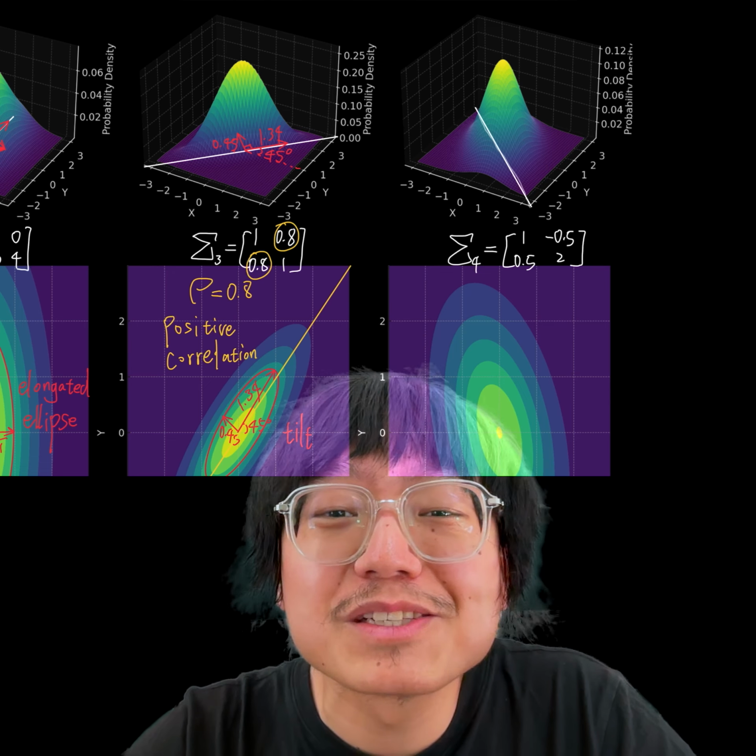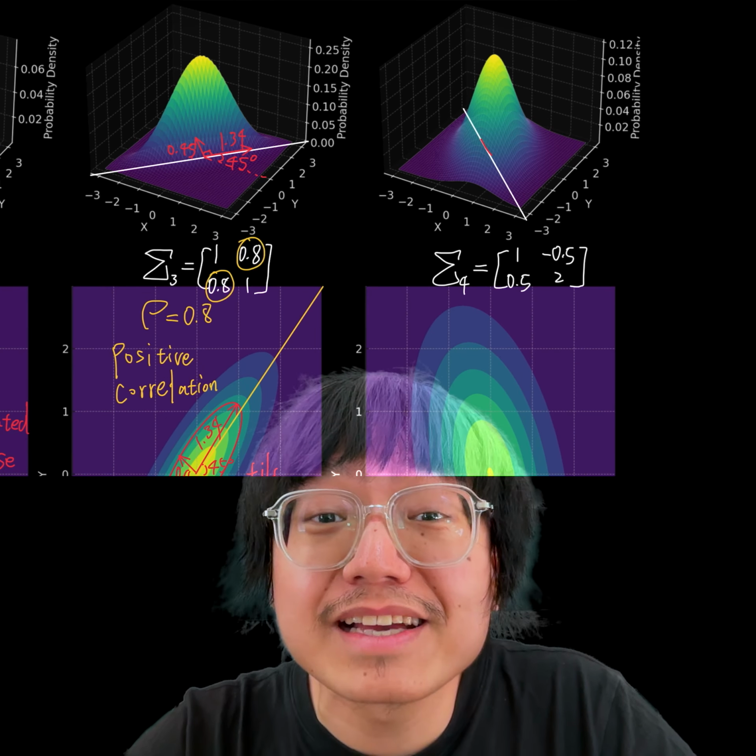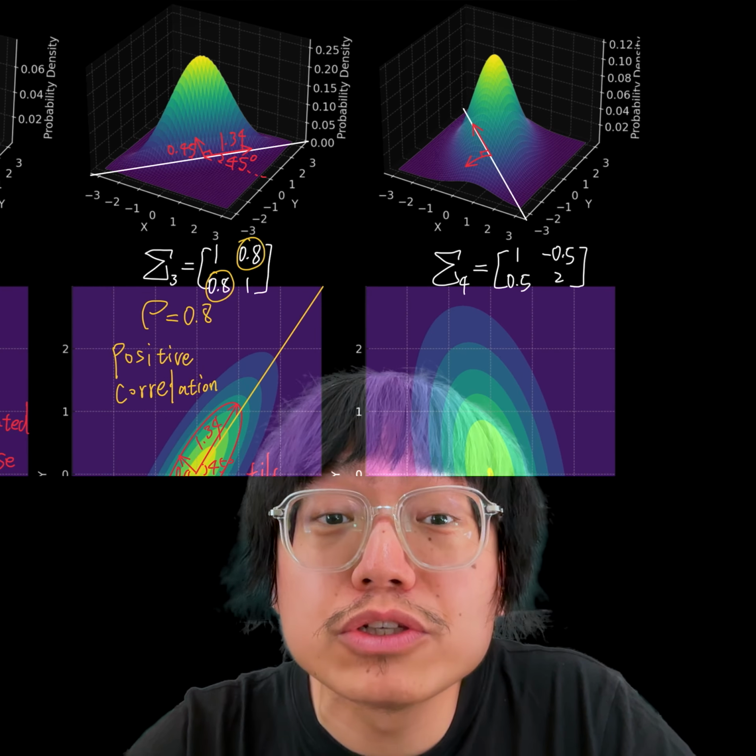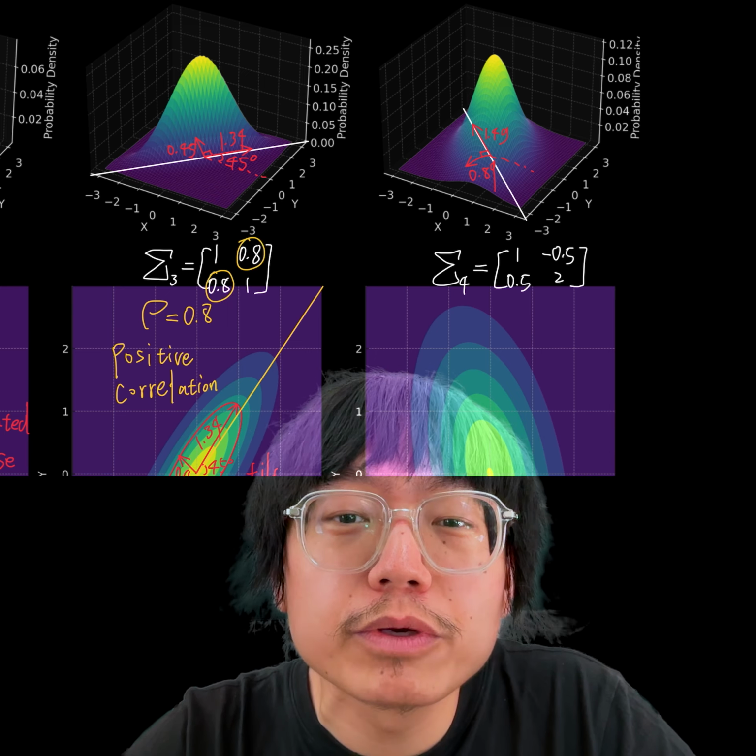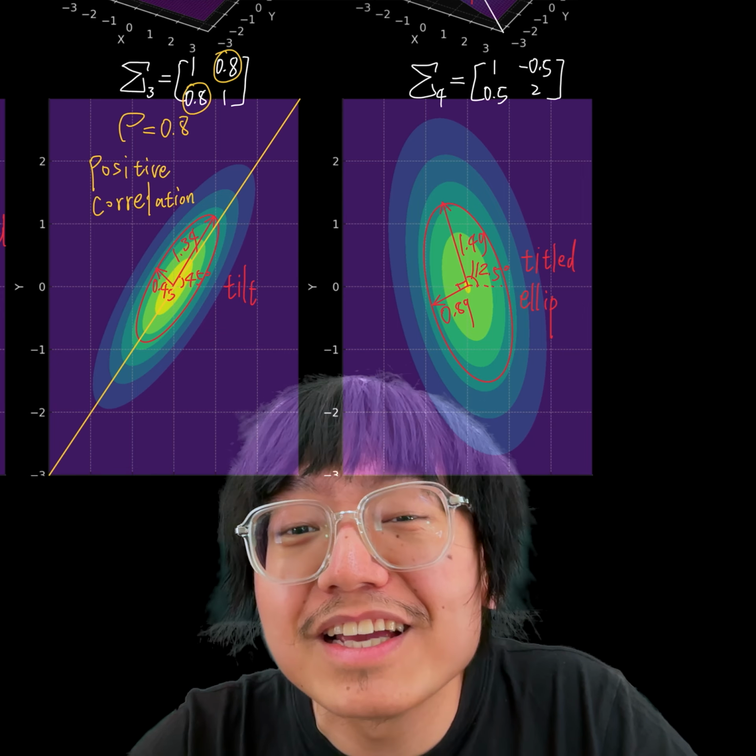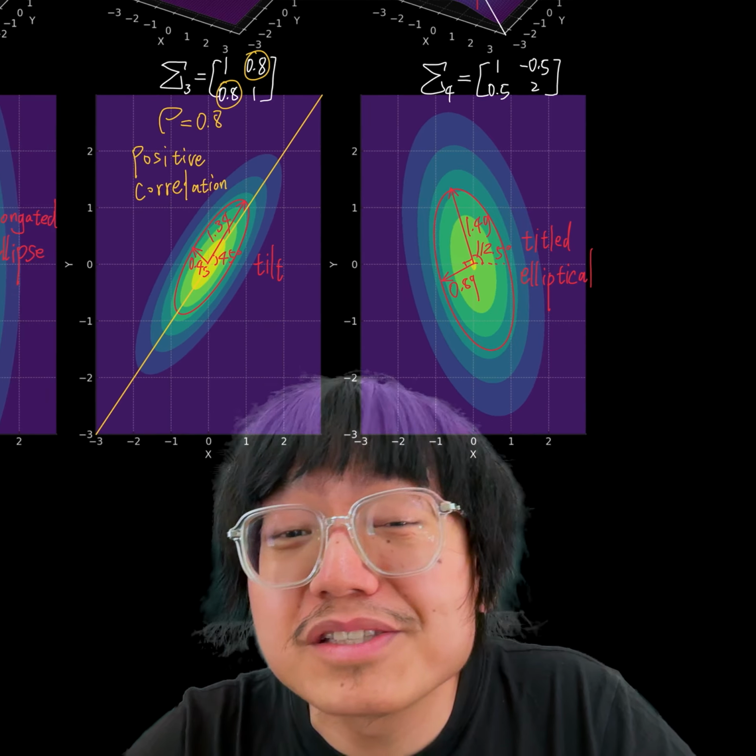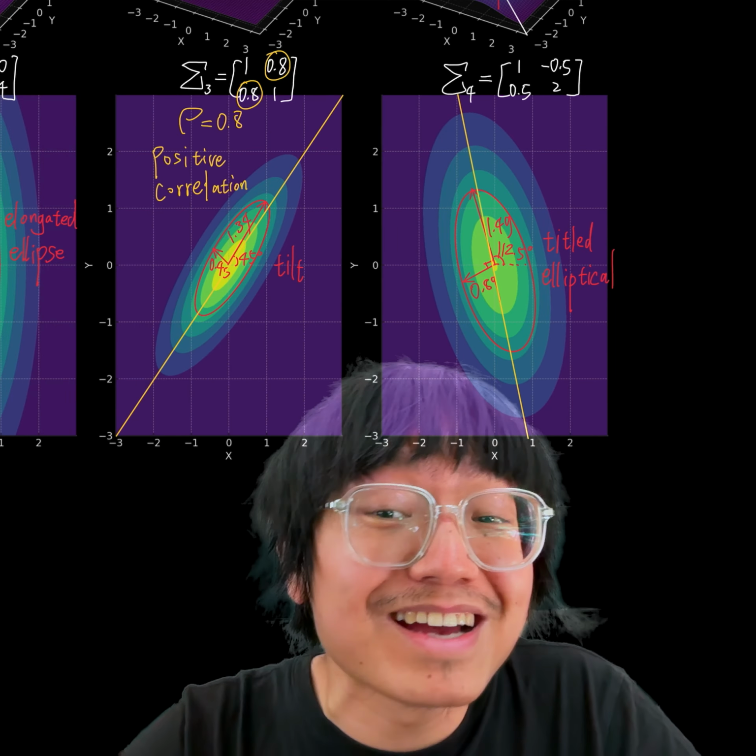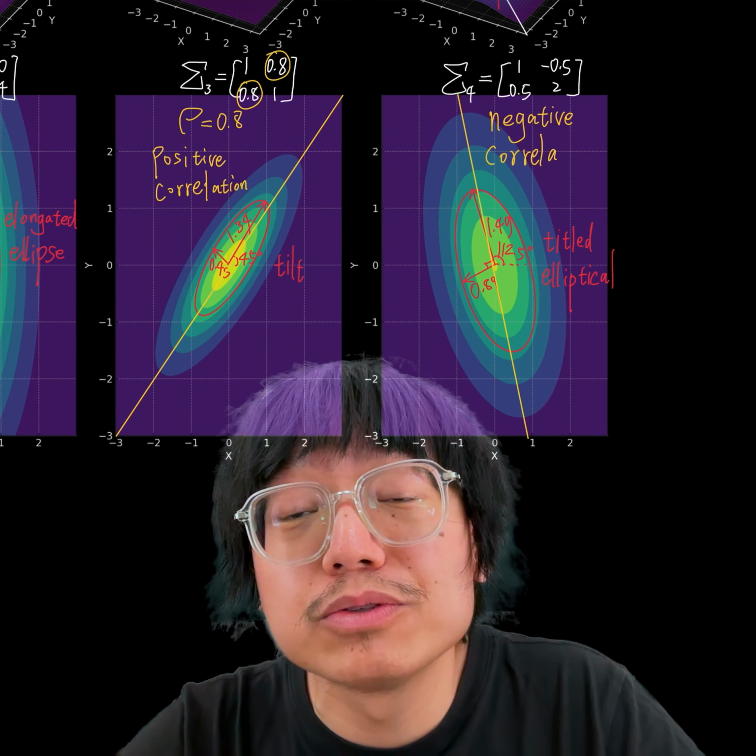In the fourth scenario, sigma 4 equals the matrix with first row 1, -0.5 and second row -0.5, 2, which is a correlated distribution that shows tilted elliptical contours. In this setup, with a negative correlation and different variance, compared to the positive correlation case, the contours are tilted in the opposite direction. This negative correlation means that as x increases, y tends to decrease.